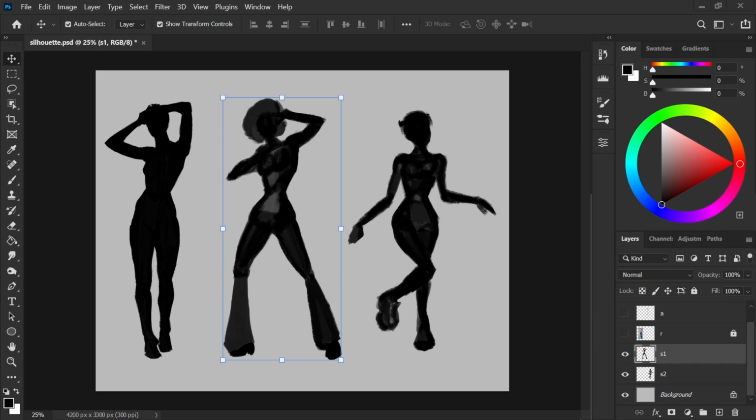So now that I have some silhouettes, what are we supposed to do with them? Generally speaking, when we create silhouettes, they're there for something else.